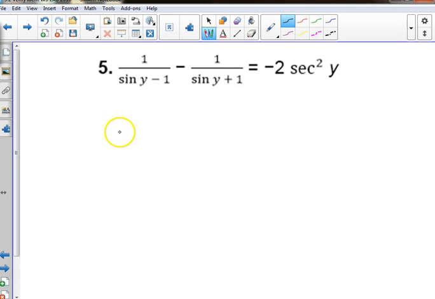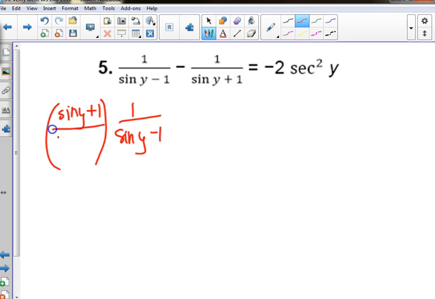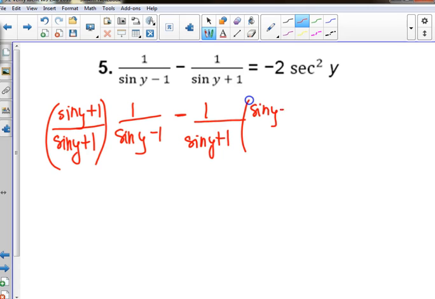Sine y minus 1 times sine y plus 1, which is going to be an identity eventually. Yep. So I guess I got to write this because I got to show my work. So this one's going to get multiplied by sine y plus 1 over sine y plus 1. Oh, minus. Oh, we got to be really careful with that. And this one has to be multiplied by sine y minus 1 over sine y minus 1. Okay.